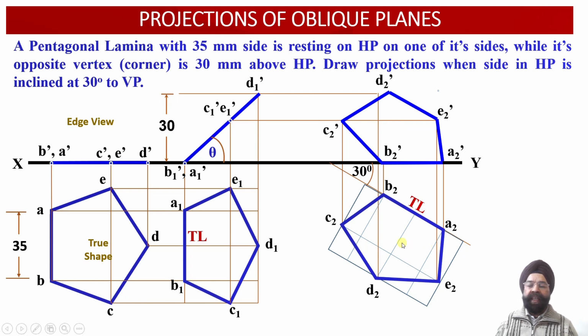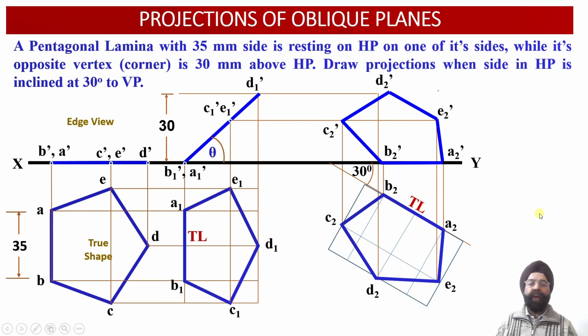And these are the top view projections of this oblique lamina, which is inclined to both the reference planes, that is at an angle theta with respect to the horizontal plane, and at an inclination of 30 degrees with respect to the vertical plane.